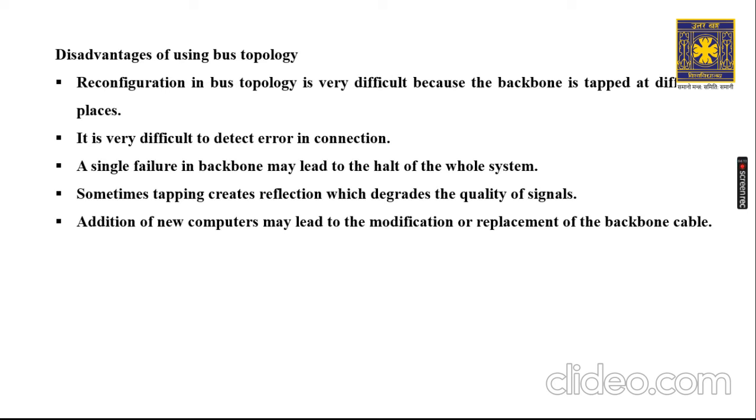So next we will go to the disadvantages of using bus topology. Reconfiguration in bus topology is very difficult because the backbone is tapped at different places. Because you have already tapped the backbone at different places, if you want to adjust the taps it is very difficult because we have already punctured the cable. It is very difficult to detect error in connection. Then a single failure in backbone may lead to the halt of the whole system. You have seen in the previous slide that if you disconnect or do any kind of disturbance on the backbone, the whole system will halt, because there is no other way.